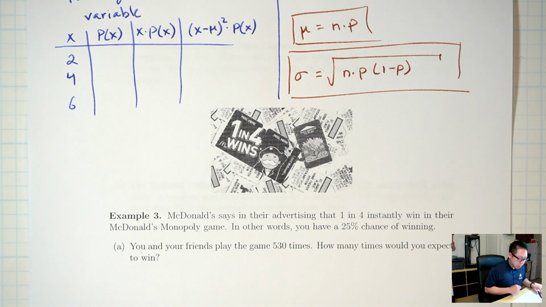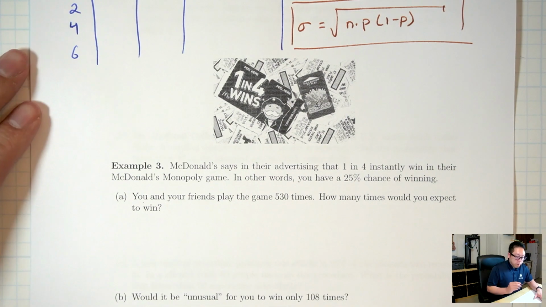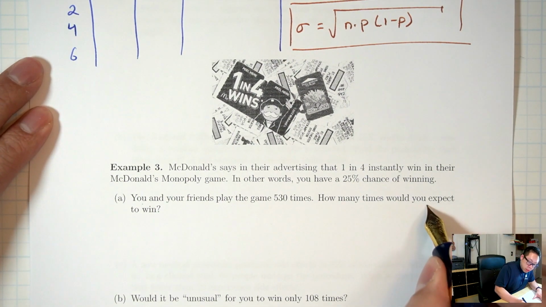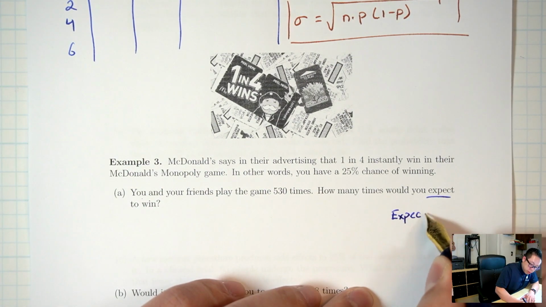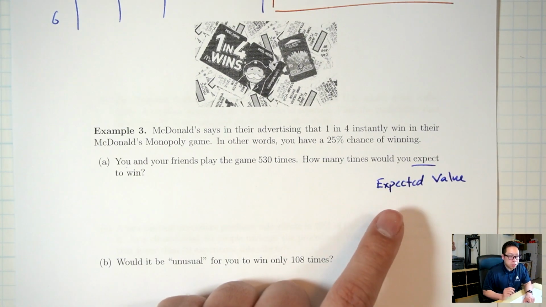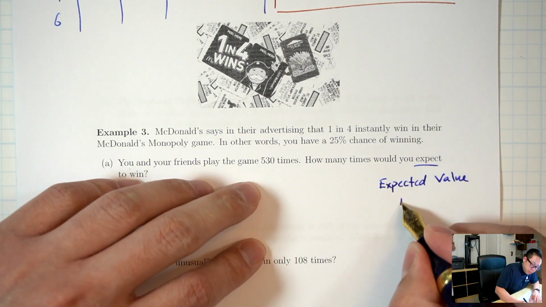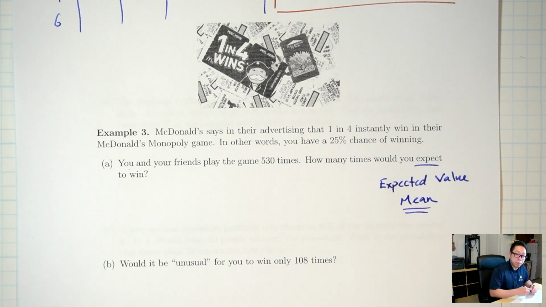All right, example 3. McDonald's has a Monopoly game where they advertise that 1 in 4 wins. In other words, you have a 25% chance of winning. So you and your friends play the game 530 times. The question is, how many times would you expect to win? Just like in the previous lecture, anytime you see the word expect, you should be thinking expected value. And expected value is just another word for the mean. So this question is really just asking for the mean.